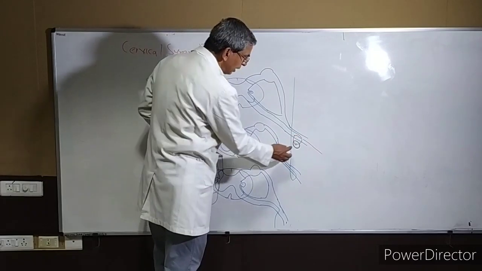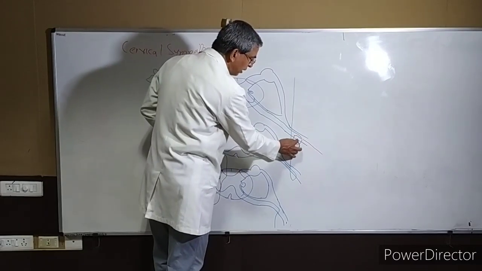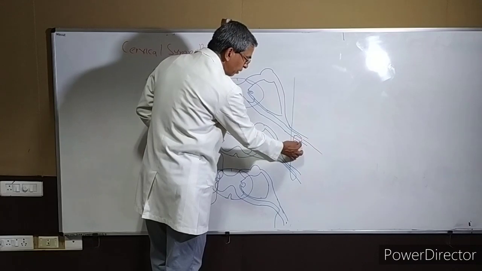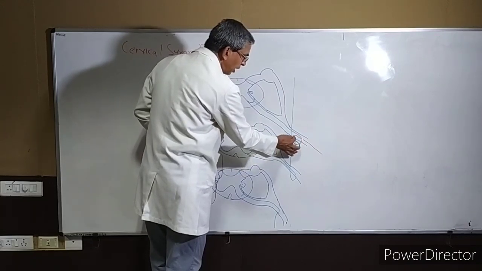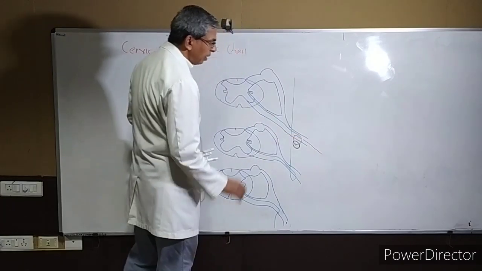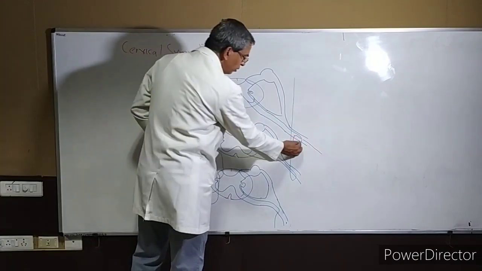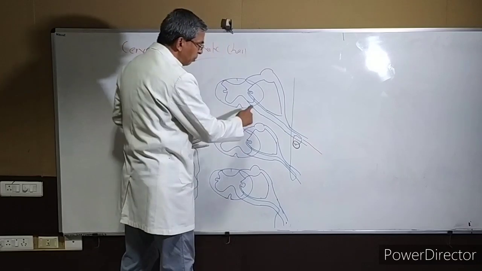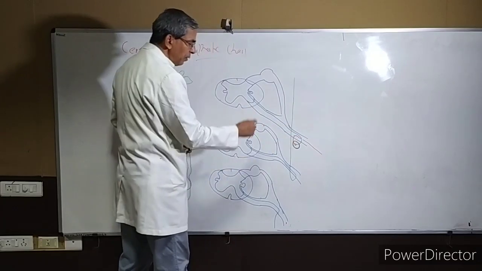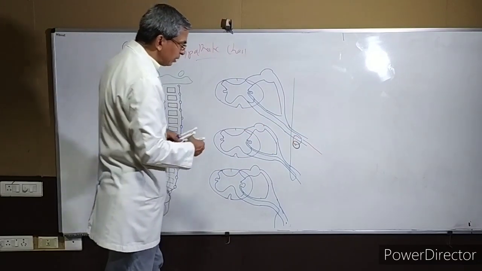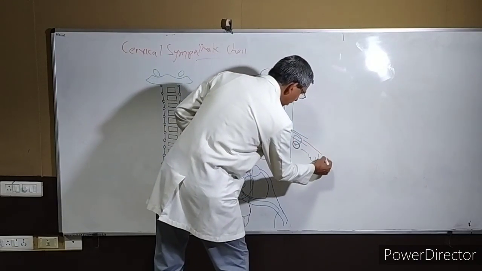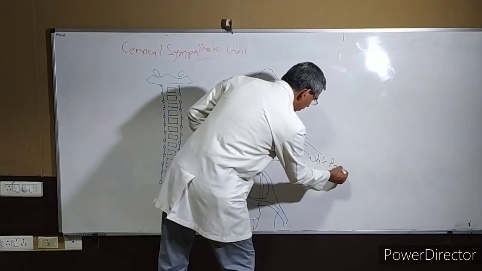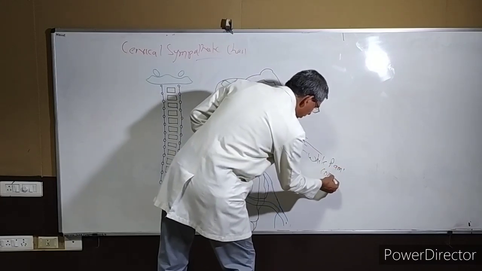Now this ganglia is connected to the spinal nerve by two roots. One root is where the preganglionic fiber ends, and one root is where the postganglionic fiber starts and again enters into the spinal nerve. This root, where the preganglionic fiber connects to the sympathetic ganglia, is known as the white rami communicans.